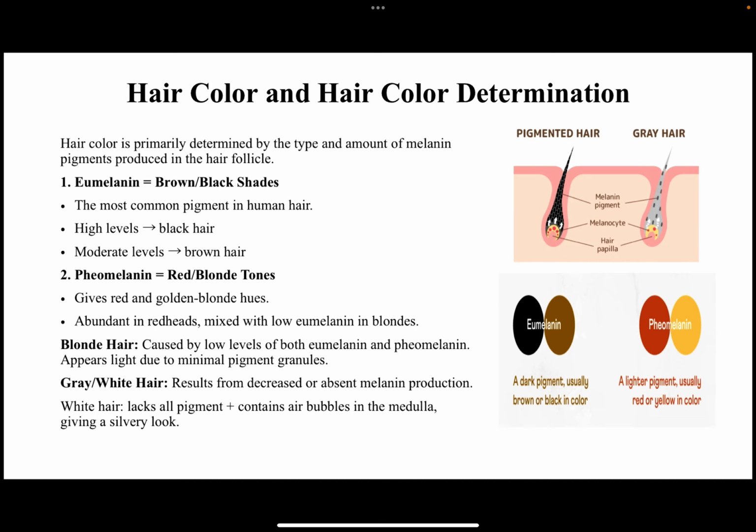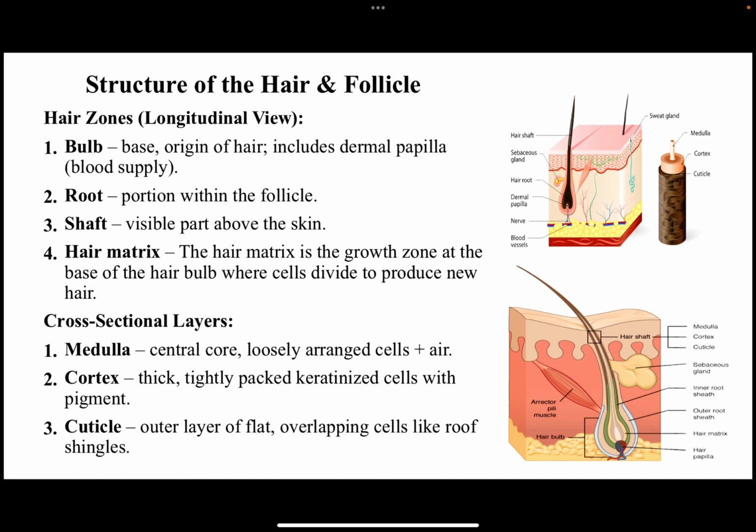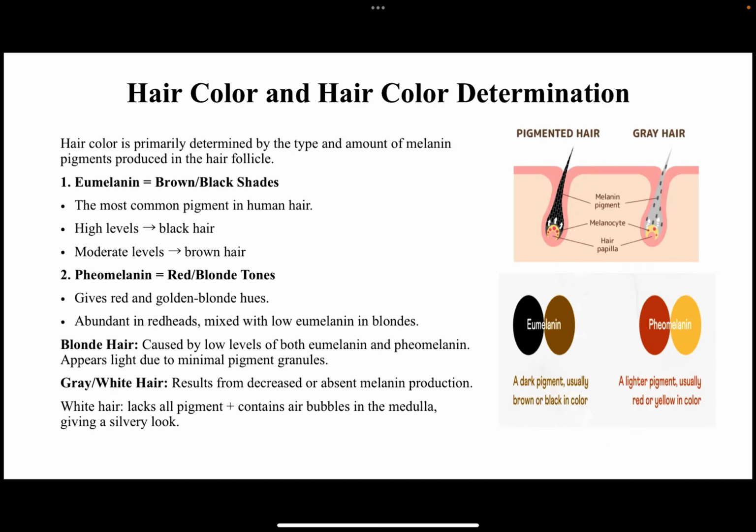Within your hair follicles, we have melanin. So this is the hair follicle. You see, we have pigmented hair. We have gray hair. Gray hair means there are no pigments in the hair follicle. If you look at a pigmented hair, the color of the hair depends on the melanin pigment. You get it?